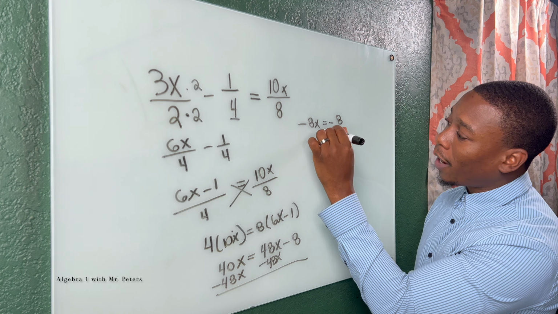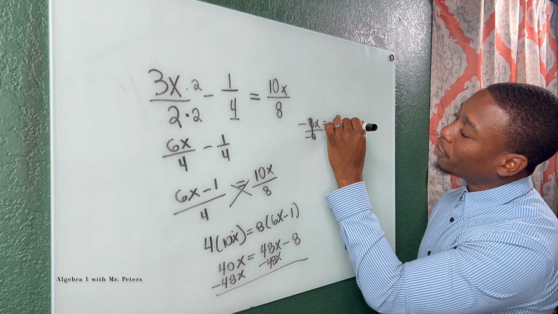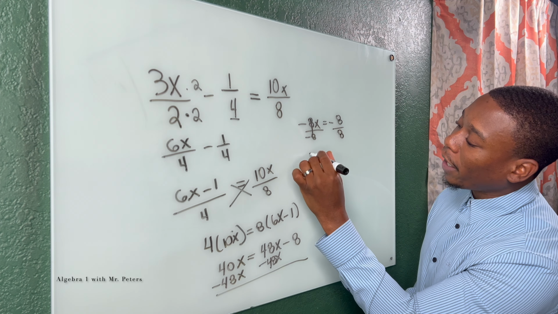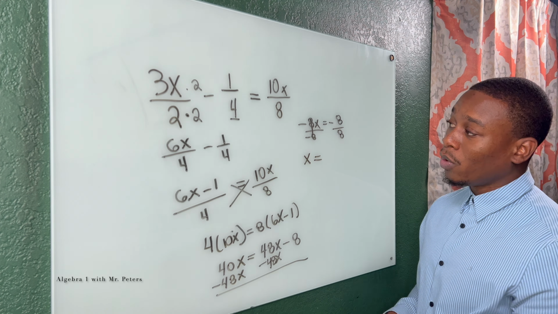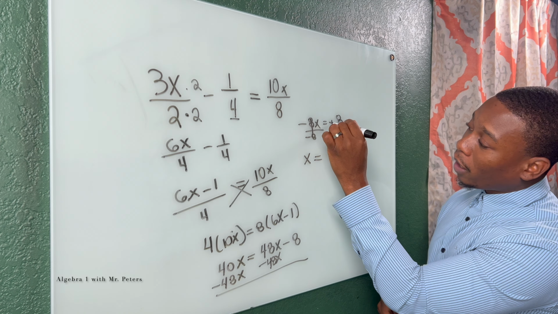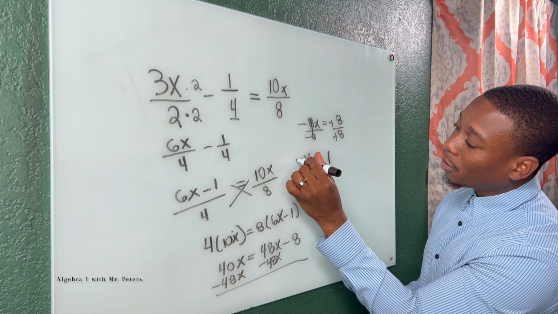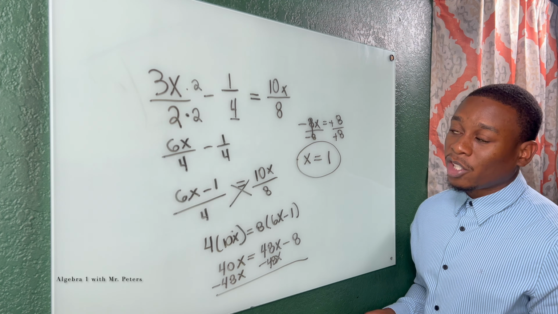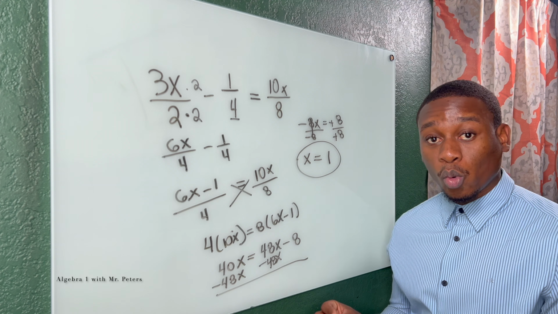And now once I divide to get my variable by itself, we divide by 8, we know x is equal to, and please make sure you guys include your signs, negative divided by negative gives us a positive. So my answer will be x is equal to 1.